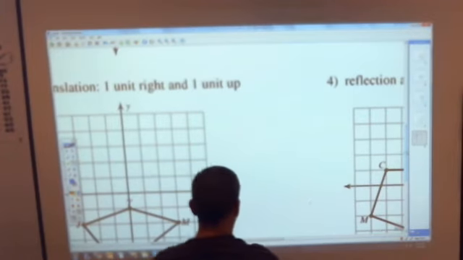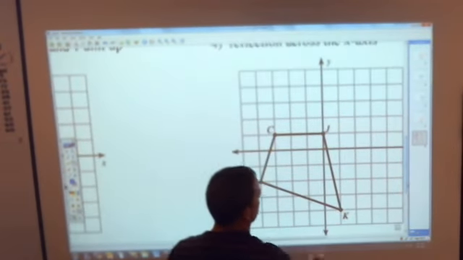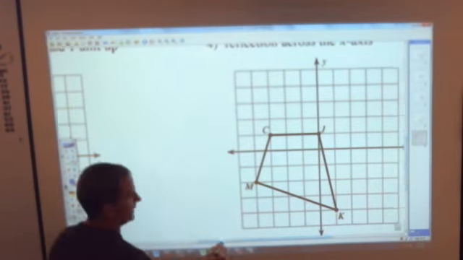Which one is it, 4? Let's do that one. This is one that always gives people issues. Okay? First of all, you have to figure out what is your reflection point? What does it say reflected about? The x-axis. Okay? So let's establish that reflection point.